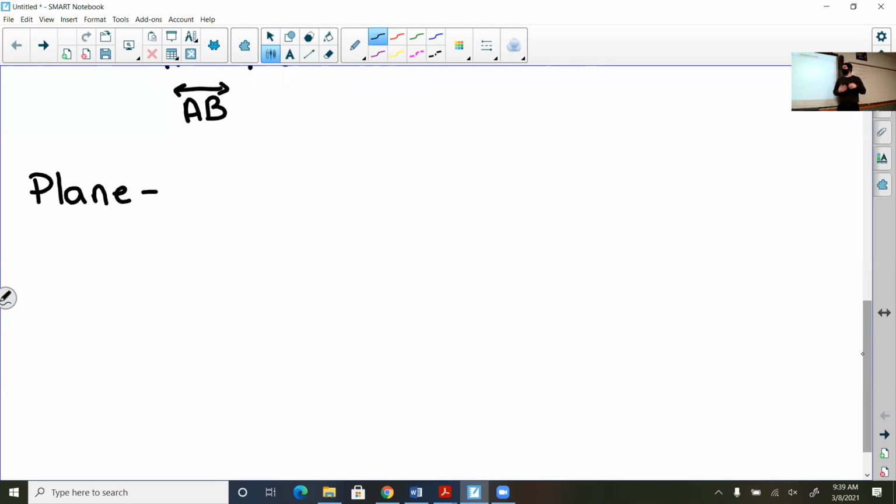This smartboard could be an example, not an example, but a representation of a plane. It's not a plane because it stops, but it's a flat surface that allows me to draw things like squares and triangles, and then we have certain properties that are affected by those.